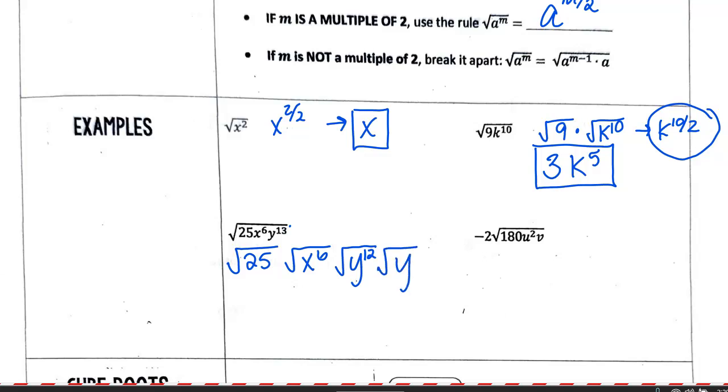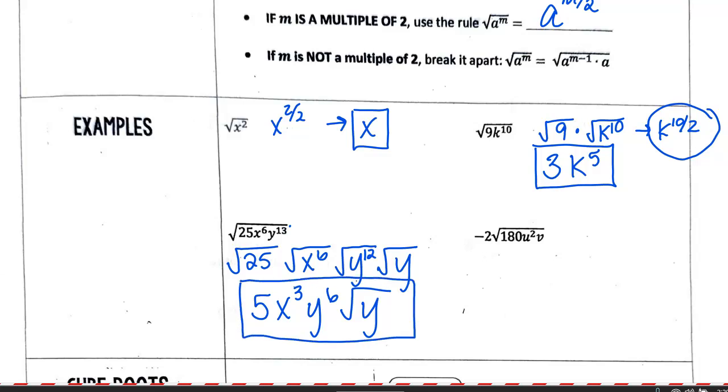And now let's simplify. The square root of 25 is 5. X to the 6th, the square root of x to the 6th, we divide 6 by 2, we get x cubed. Y to the 12th, we divide 12 by 2, we get y to the 6th. And then we have our leftovers. So our answer is 5x cubed, y to the 6th, square root of y.